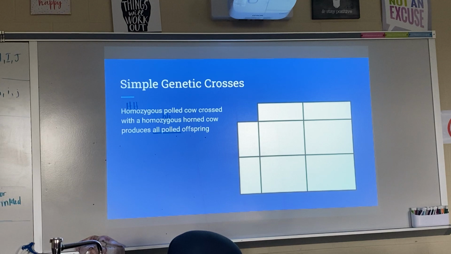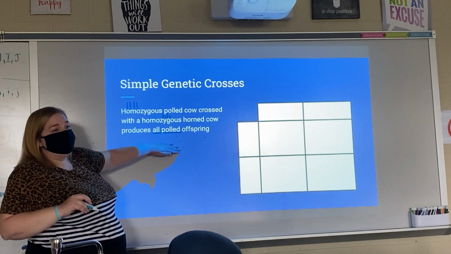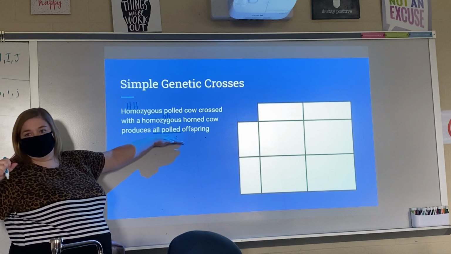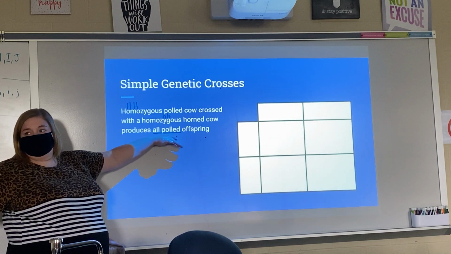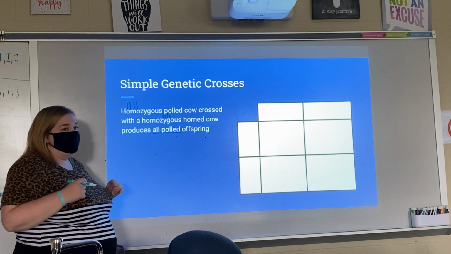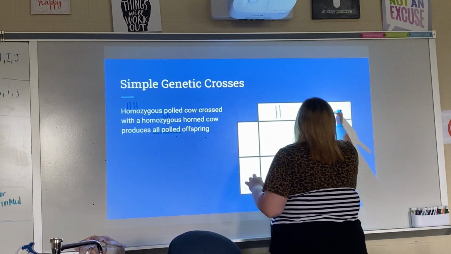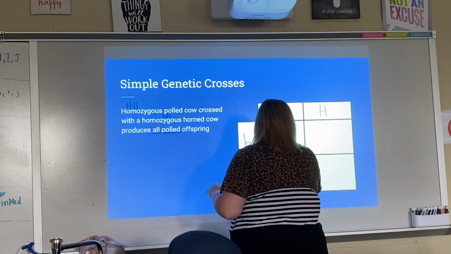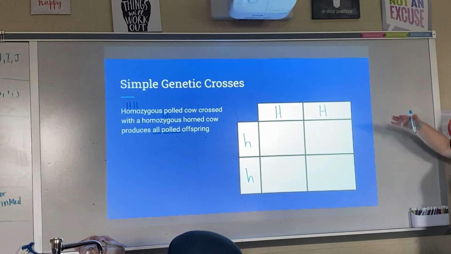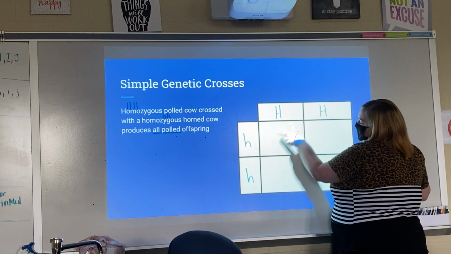Again, it gave us all polled offspring, which means for whatever reason, this is going to be dominant because everybody had it. So we know that polled offspring up here is going to be homozygous dominant. So our next step is to fill in our parents. Does it matter who goes on top and who goes on the bottom? No, it does not. So you could put your big H's down the side and your little h's at the top. It doesn't matter as long as they stay together. Okay?